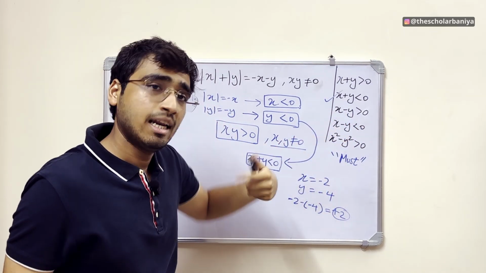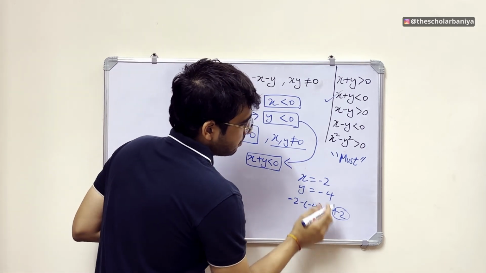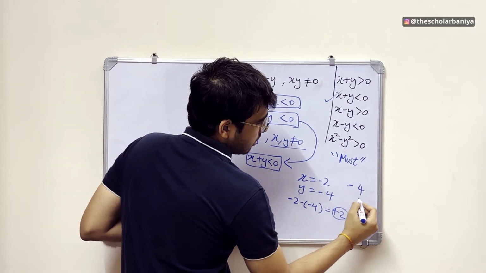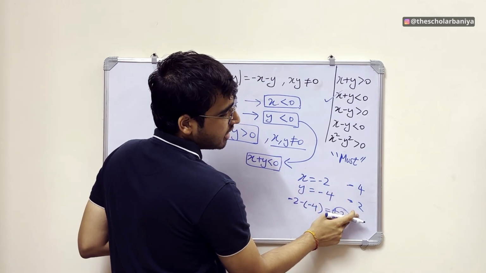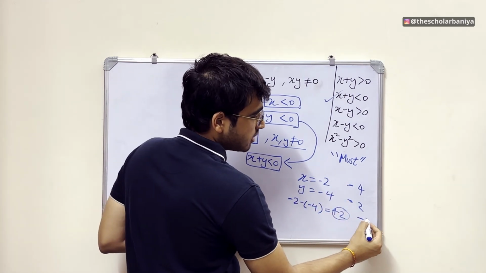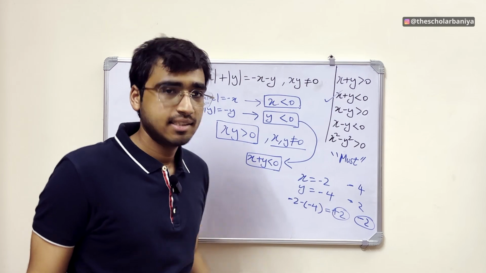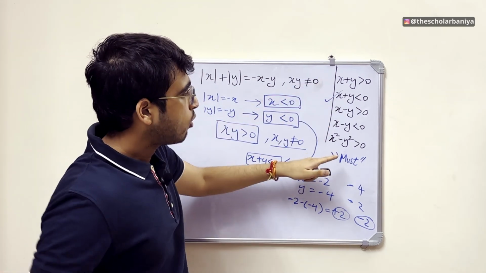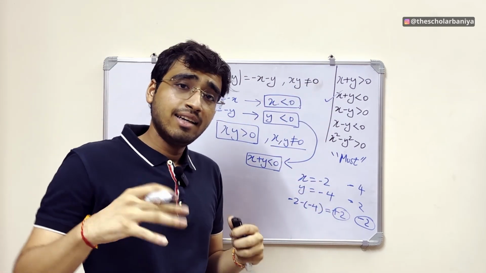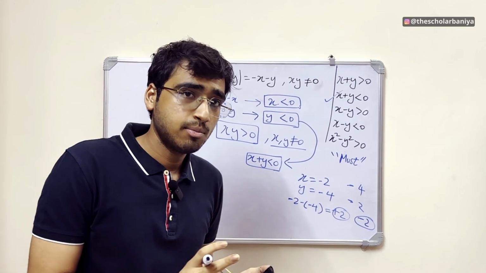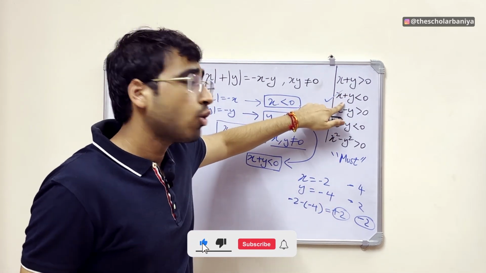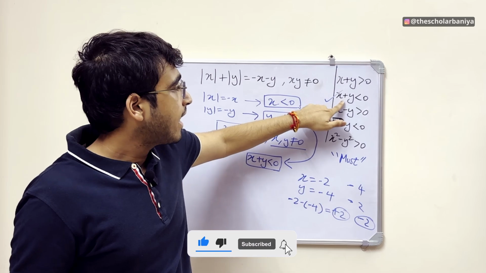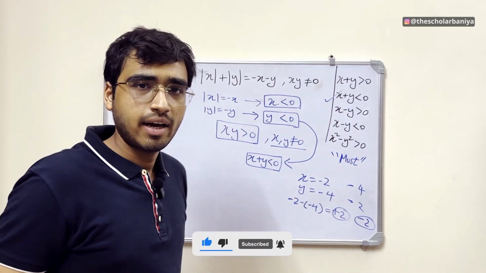Similarly, x - y can be less than 0. For example, if x is -4 and y is -2, then x - y is -4 - (-2) = -4 + 2, which is -2. So it can be less than 0 also. Similarly, for the other cases, you can see that it is possible in some cases and not possible in others. For this case, it is never possible, and this will always be true no matter what: x + y will always be less than 0. I hope this is clear.